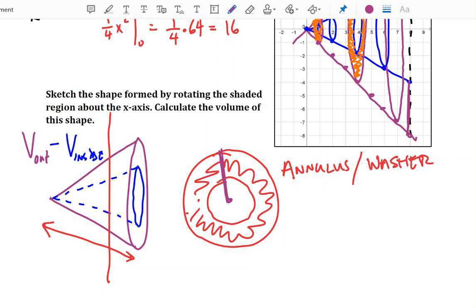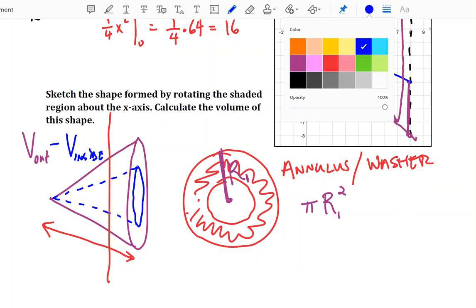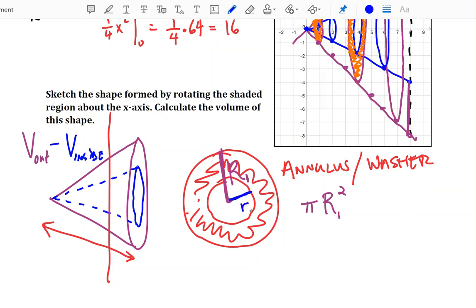Well, we know how to find the area of the outside circle. I'm going to call that radius 1, the outside circle. The area of that outside circle is pi times radius 1 squared. And we've got this inner circle. We can find its area as well. I'm going to call it lowercase r, say 2, so radius 2. And that area is going to be pi times radius 2 squared. And we're going to find the area of our shaded region by subtracting these two things.